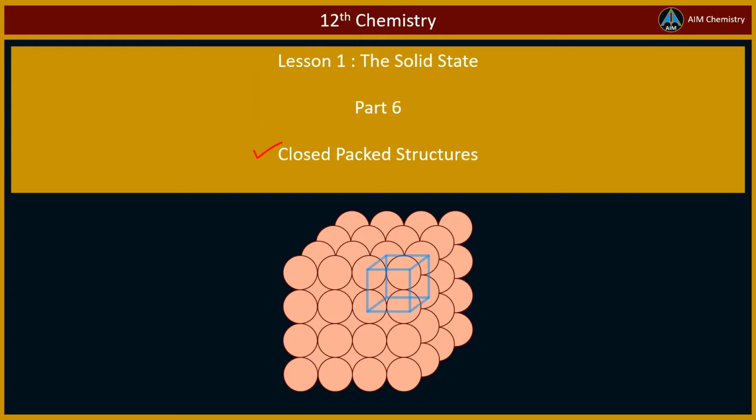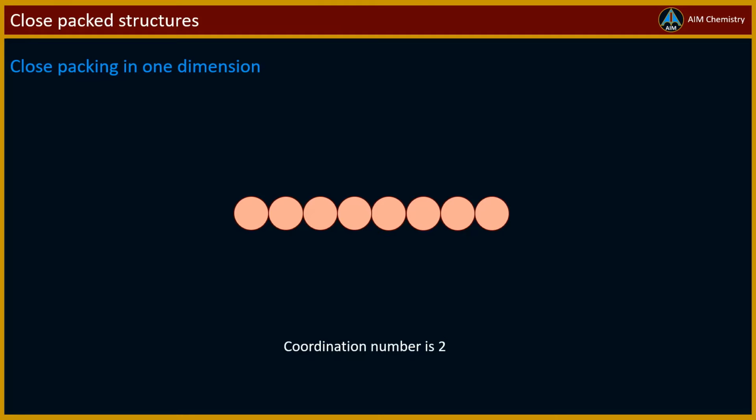Just for simplicity, we will consider the particle as a hard sphere and will see its close packing in 1 dimension, 2 dimensions, and 3 dimensions. Let's start with close packing in 1 dimension. As shown in this figure, there is only one way of arranging spheres in a one-dimensional close-packed structure, that is to arrange them in a row and touching each other.